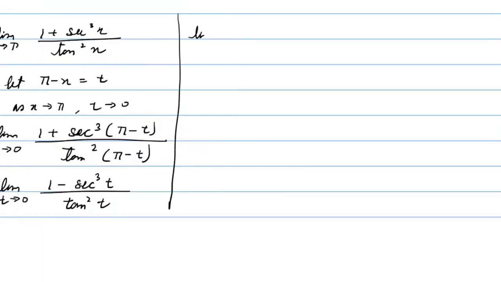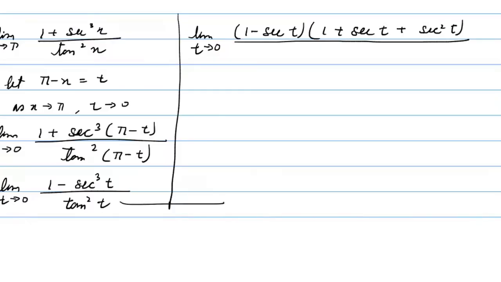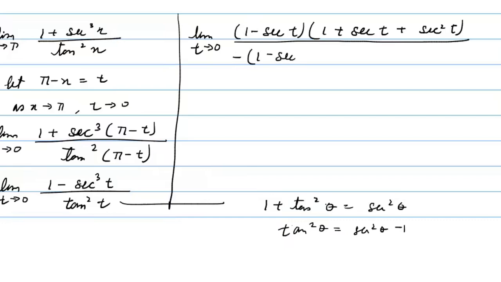Then we use the formula a cube minus b cube. So that will be 1 minus sec t, 1 plus sec t plus sec square t. For tan square, we use the trig identity 1 plus tan square theta is equal to sec square theta. So tan square theta can be written as sec square theta minus 1, which will become negative of 1 minus sec square. So that will be 1 minus sec t, 1 plus sec t.